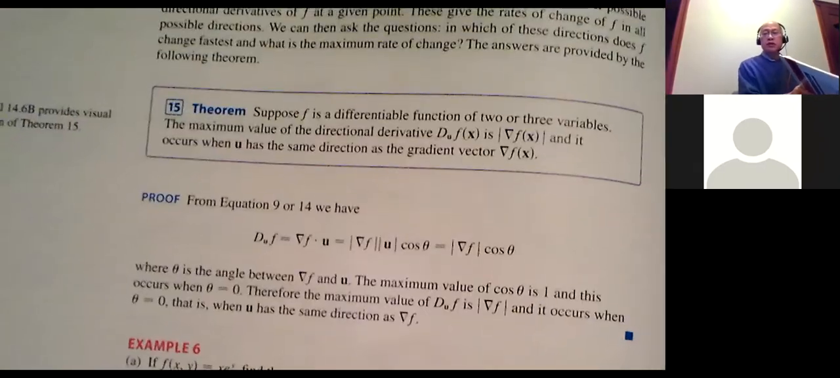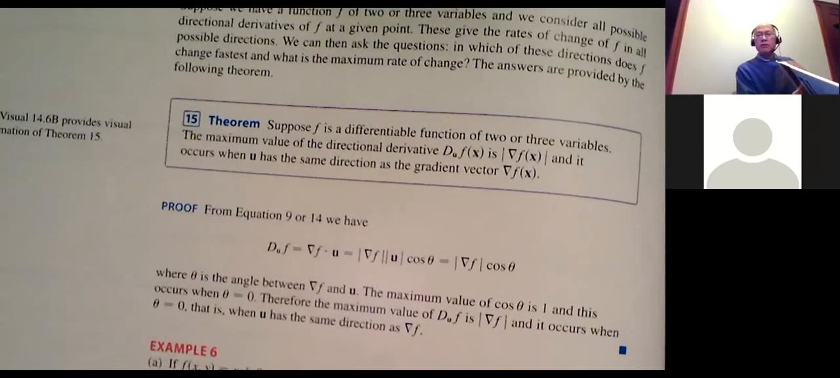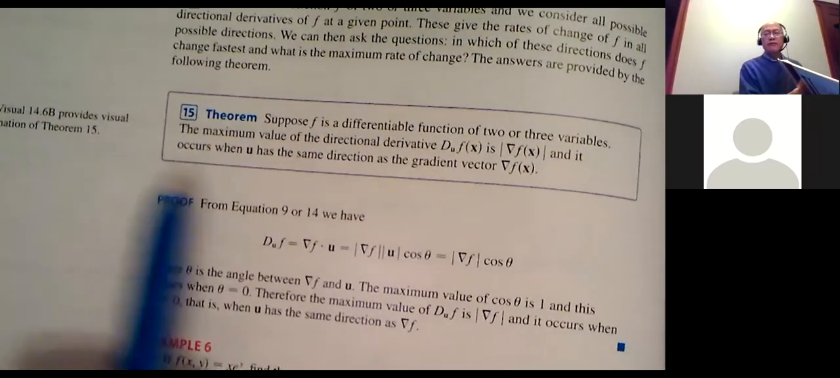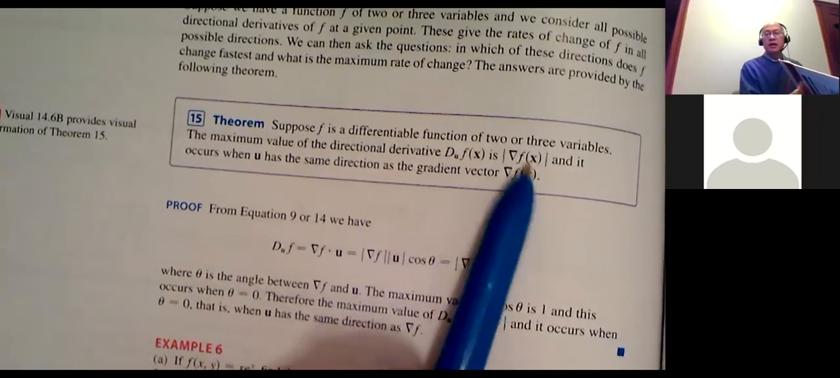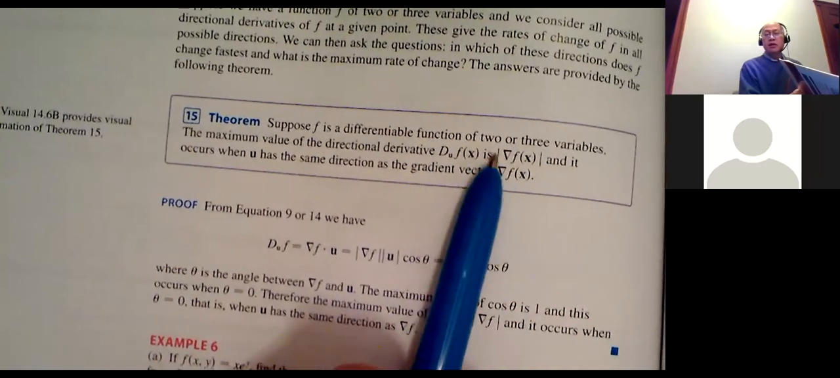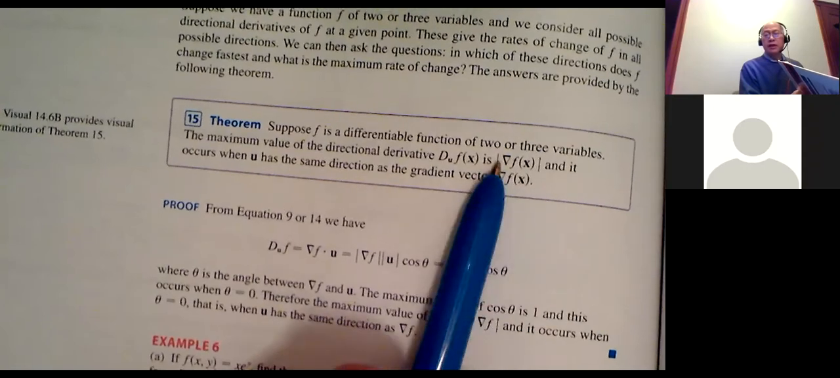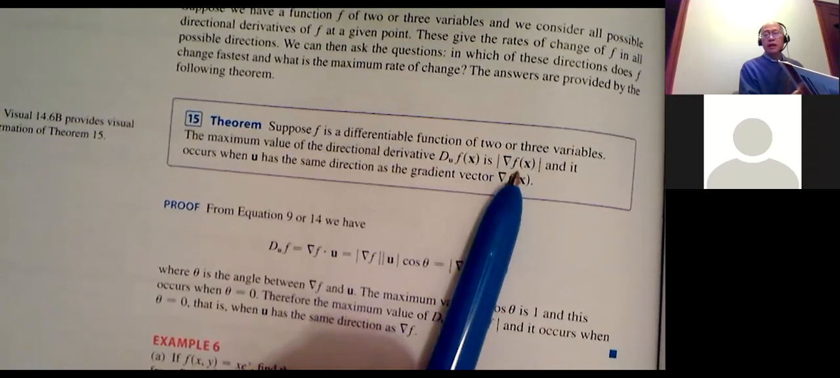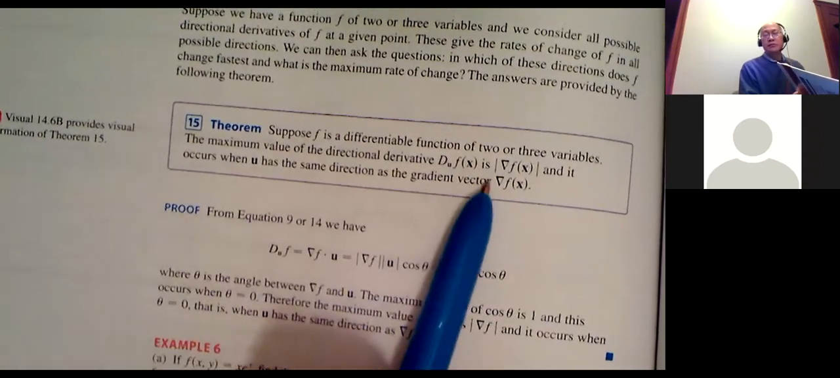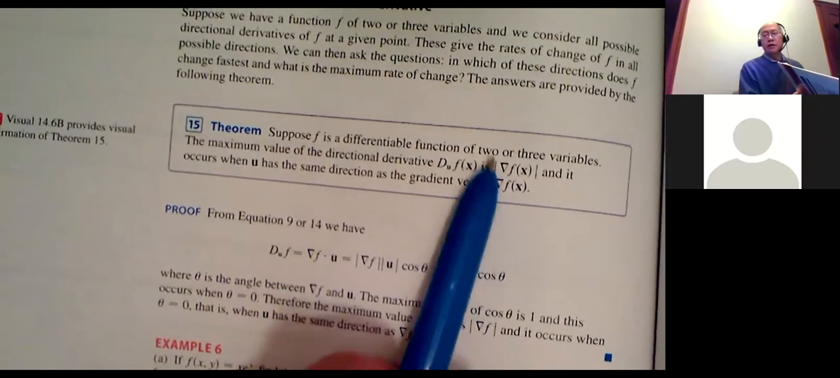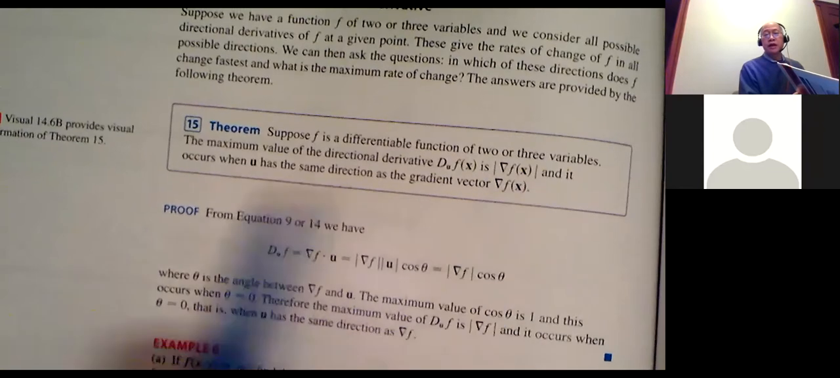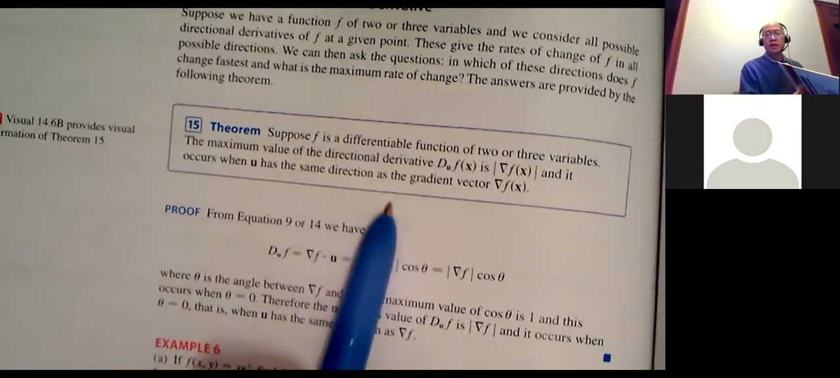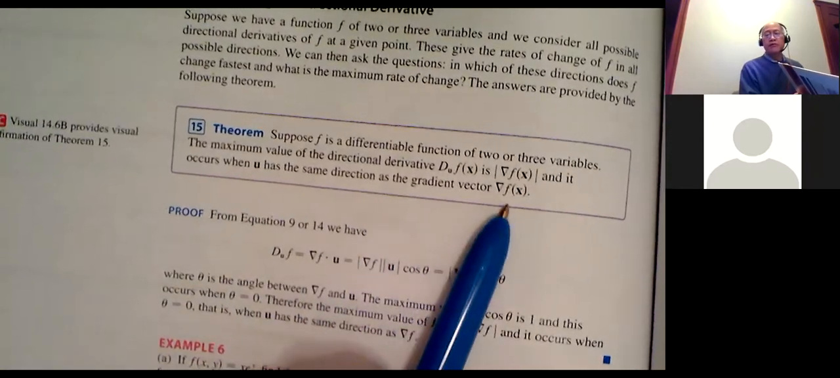Suppose f is a differentiable function of 2 or 3 variables. The maximum value of the directional derivative D_u f(x) is, okay, what is this thing when they write it like that? Gradient vector. It's a vector. Therefore, this is the magnitude of the gradient vector. And it occurs when u has the same direction as the gradient vector del f of x.